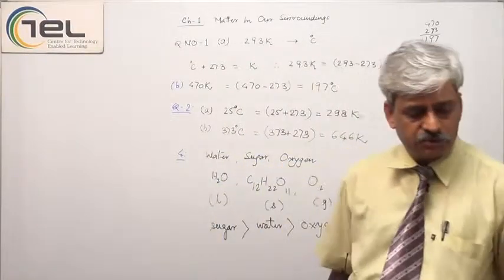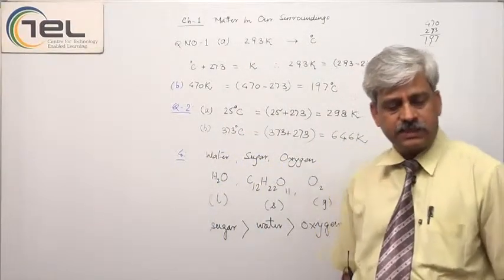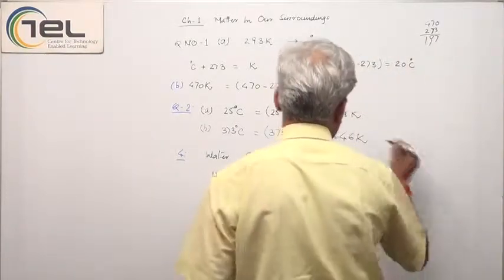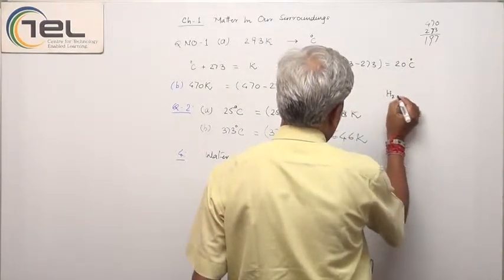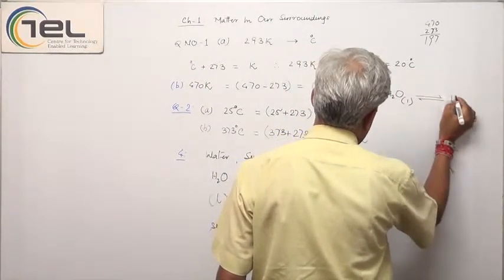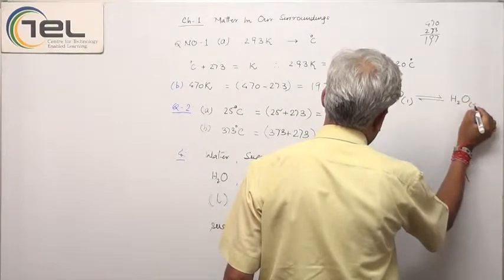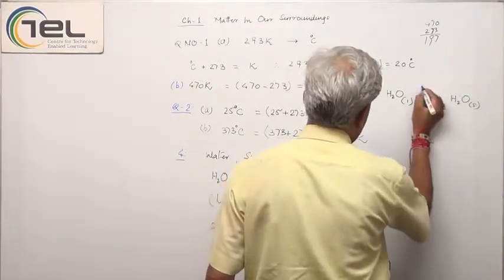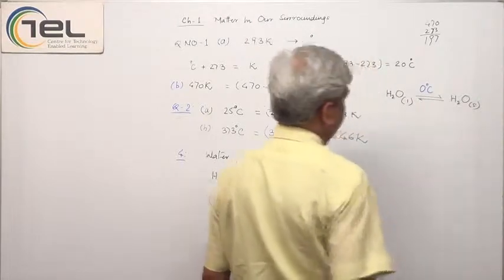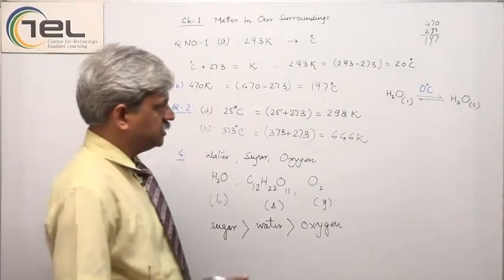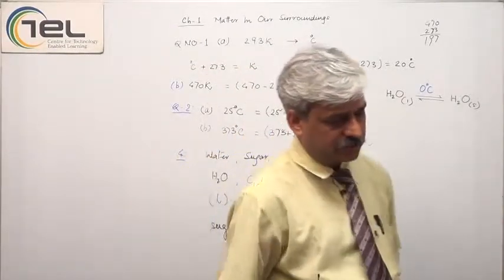The second is 0 degrees Celsius. At this, it exists in the liquid as well as in the solid state, because at 0 degrees Celsius it exists like this: H2O solid in equilibrium with liquid. So when the temperature is perfectly 0 degrees Celsius, then this equilibrium exists, and at this equilibrium, it exists in the liquid state as well as in the solid state.